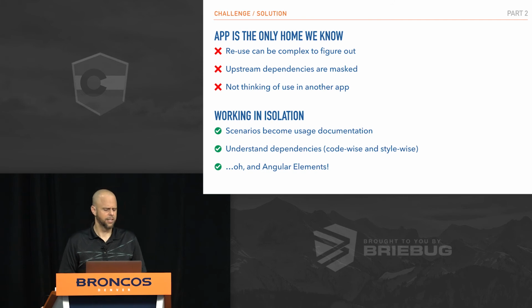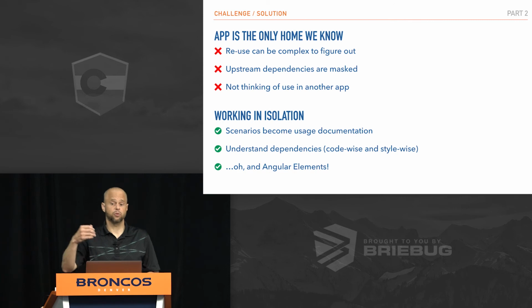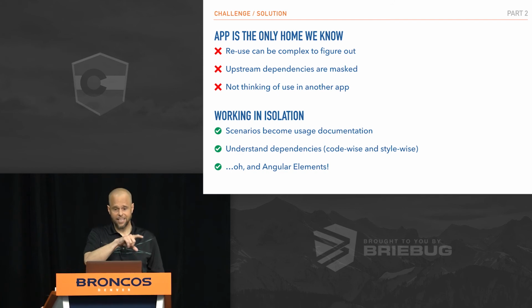When we work in isolation, these scenarios that we start creating for how we use our component really become usage documentation. So we can set up different scenarios for the component that we're building. Say, here it is with this type of header. Here it is with no header. We can set that up, and then in that code, in that story, we can look at it and see, oh, that's how we use that.